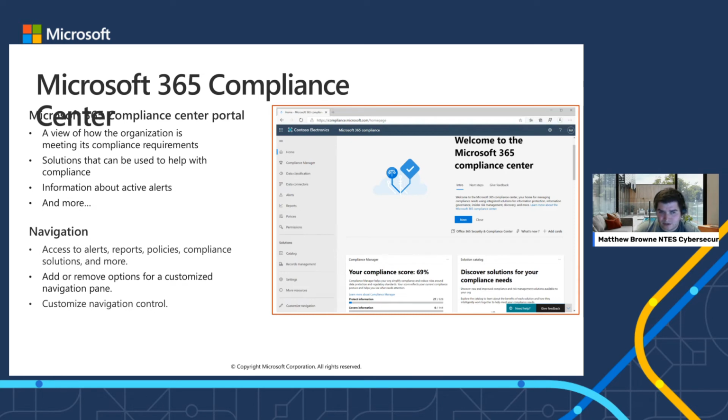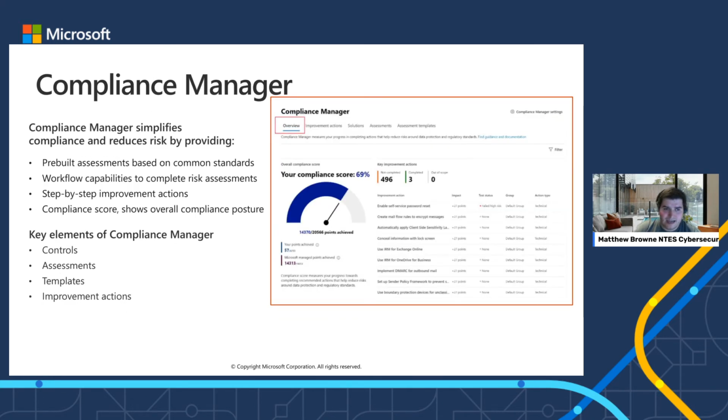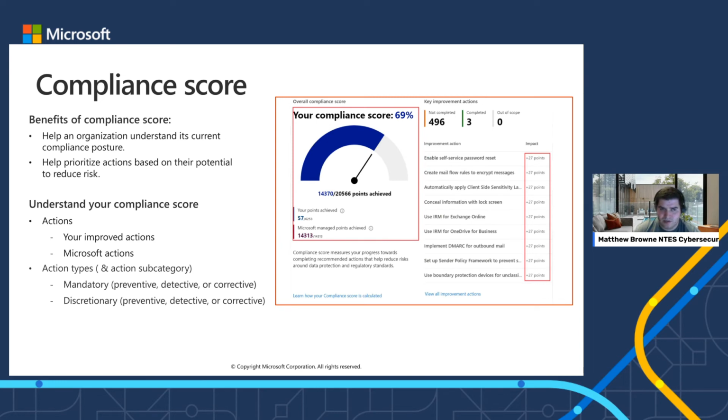The 365 Compliance Center, as I said, is in there. The Compliance Manager with the secure score, we have that there, the types of assessments, templates, how you can improve it, all that kind of good stuff. Here's an example of what your secure score might look like. You'll have mandatory and discretionary reports available to you after you run that, and it'll tell you where you need to work on.